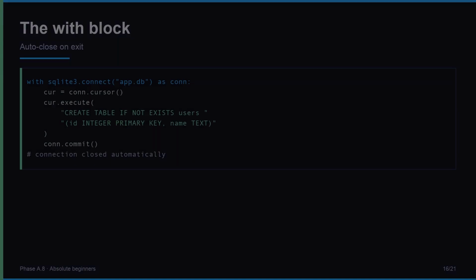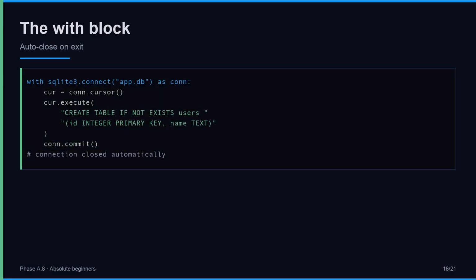Close every time. Python offers a cleaner pattern, though: the with block. Write with sqlite3.connect as con:. Inside the block you do your work: create a cursor, run your SQL, commit. When the block ends, the connection closes automatically, even if something inside went wrong. This is the same idea as opening files with open.